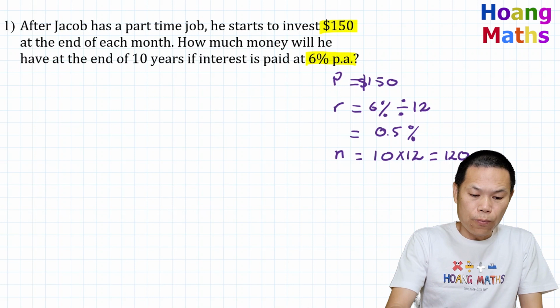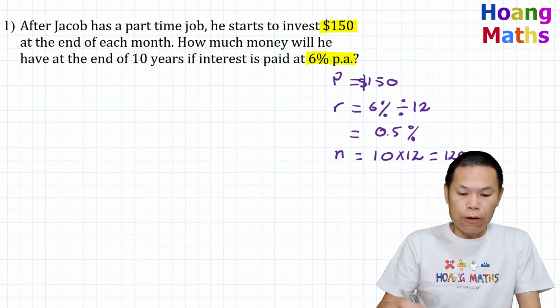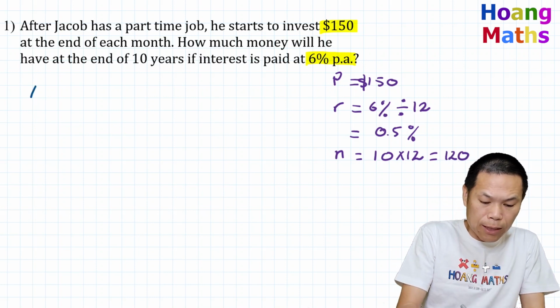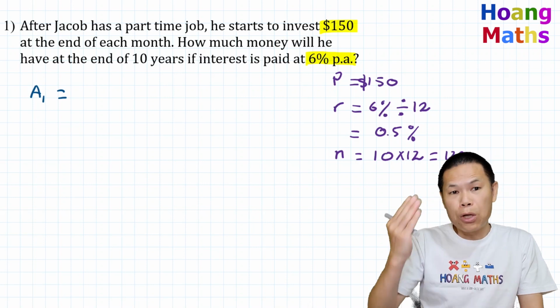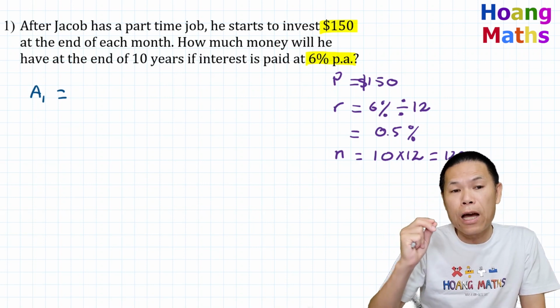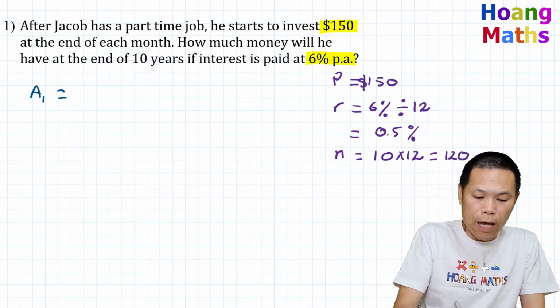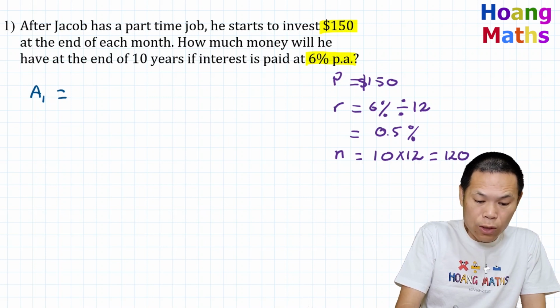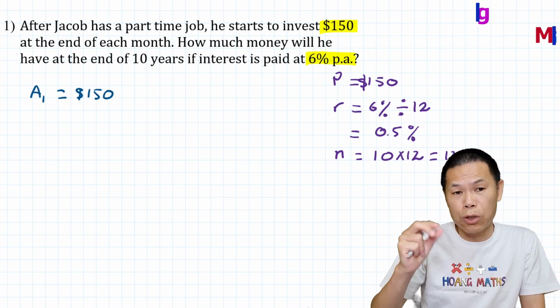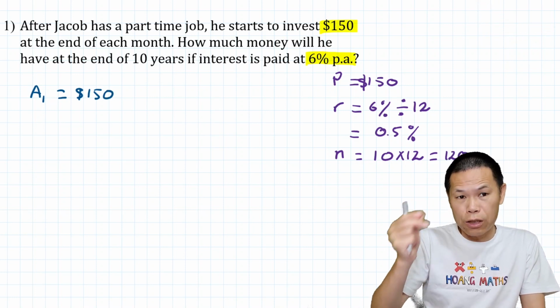So first of all, at the end of the first month, that means A1. Because he invested at the end of each month, this means that at the end of the first month, he will have $150. Okay, and there is no interest because at the end of the month, he just deposited.